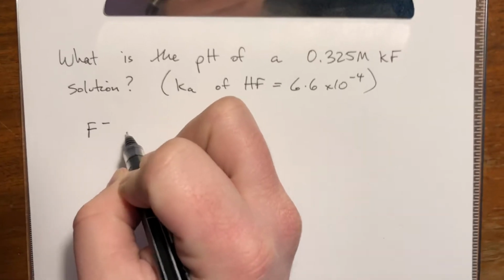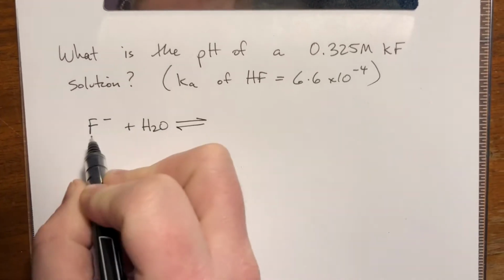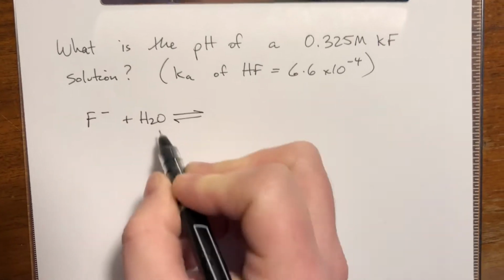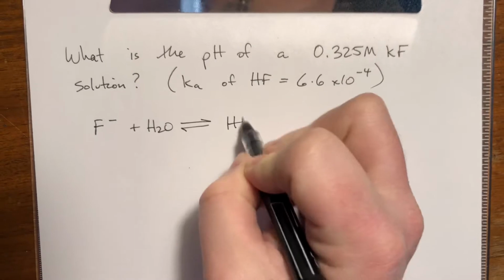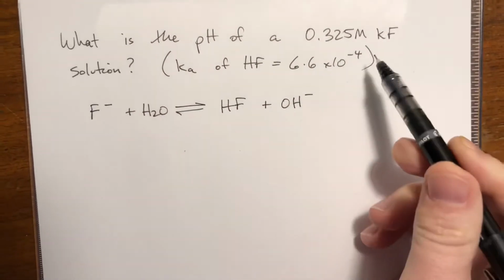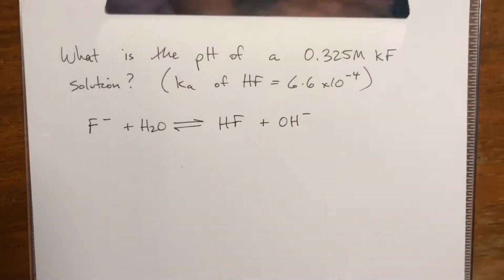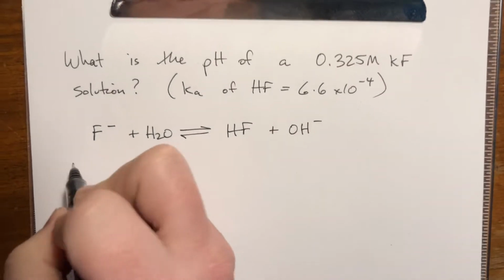F minus will dissolve in water. It's going to act as a weak base because it's the conjugate base of HF, and this will form HF and OH minus. So this is a base, so we'd expect the pH to be somewhere above 7, which it will be, hopefully. And essentially we're going to do the ICE method.